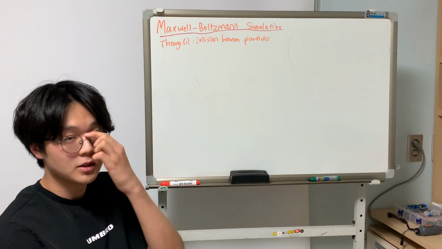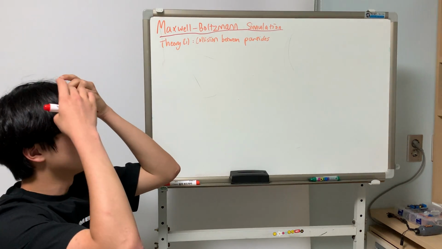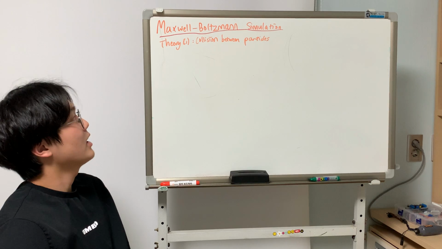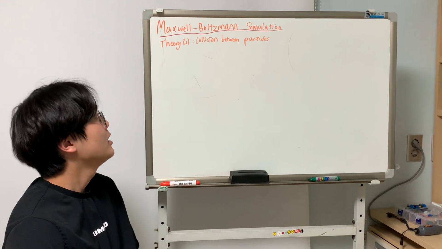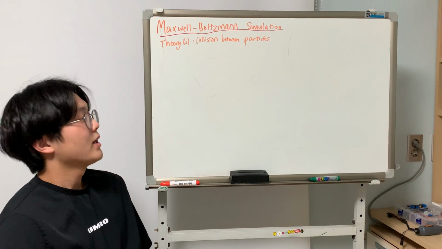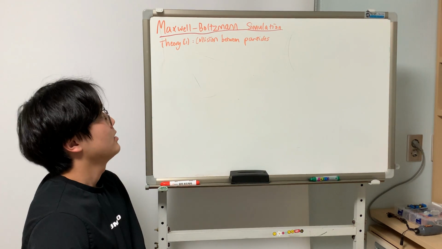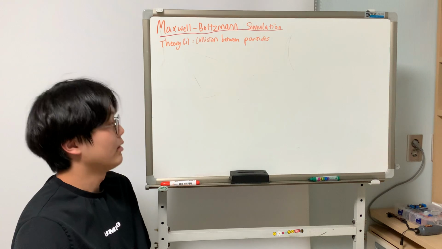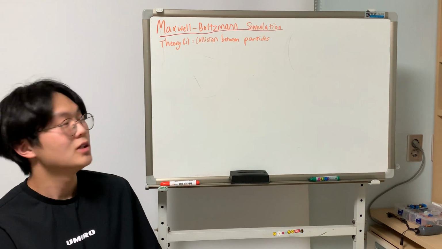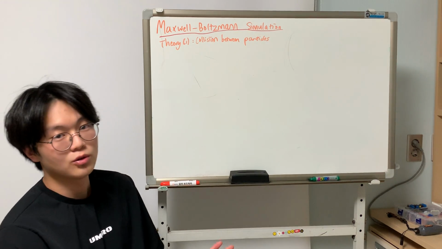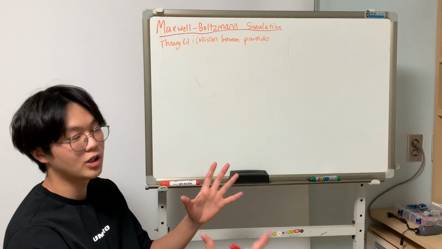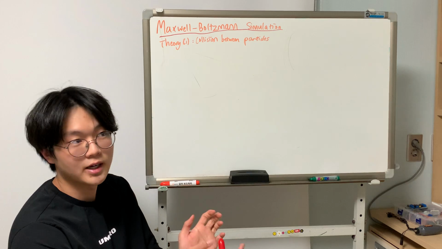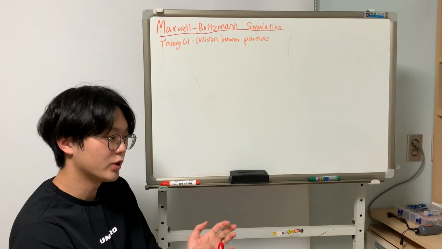Today's video is going to be the first part of many videos about making a Maxwell-Boltzmann simulation. What that means is that I'm going to make an environment where there are many particles in a two-dimensional space, and those particles will be continuously colliding with the wall and between each other.